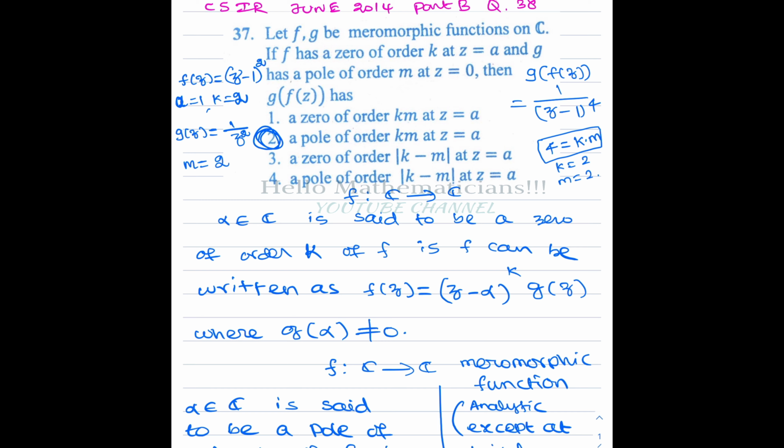we want to understand the function g of f of z. If you look at the options, everything is given at z equal to a. We know z equal to a is a 0 of f of order k, and z equal to 0 is a pole of order m for the function g. Then what can you say about z equal to a for the composition g of f of z? That is the question.